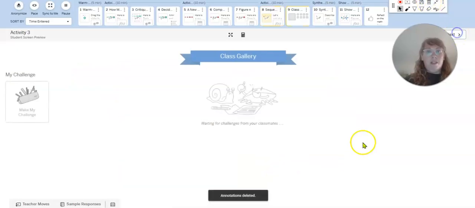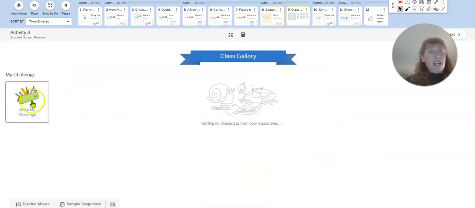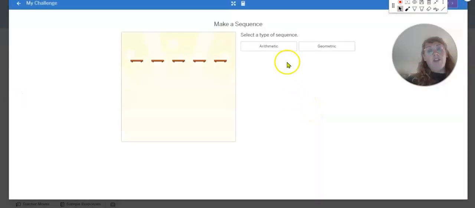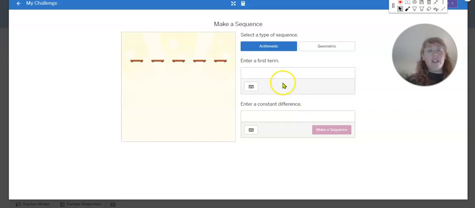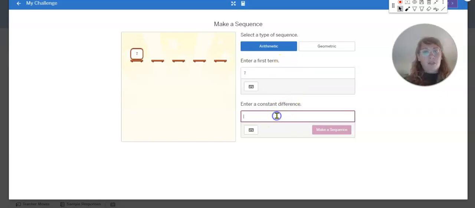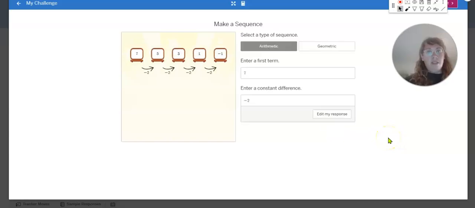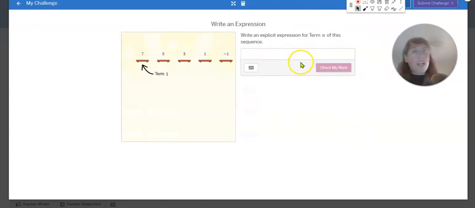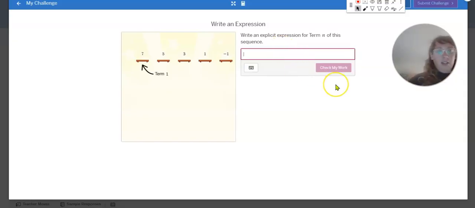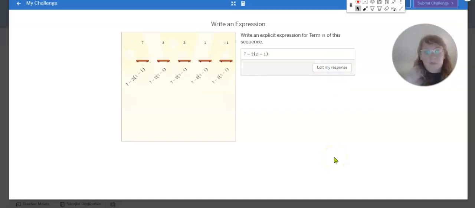Beautiful. Let's look at slide 9. On slide 9, you are going to make your own challenge. You're going to decide if it's arithmetic or geometric. Enter a first term and a constant difference. Make your sequence. And then you're going to hit next. And then you're going to write an explicit expression here. So we start with 7. We're subtracting 2 times n minus 1. Check my work. Perfect. And then you can submit your challenge.